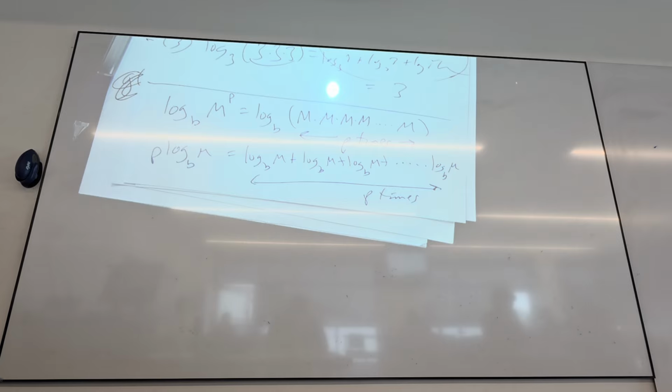Cancel what? The power to it just comes down. Yeah, there's nothing there that would cancel it. It forces me to have p of those, so I get p of those. There's nowhere that's making divided by p or anything.